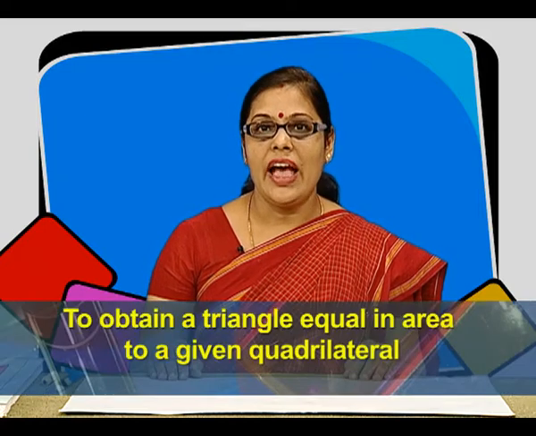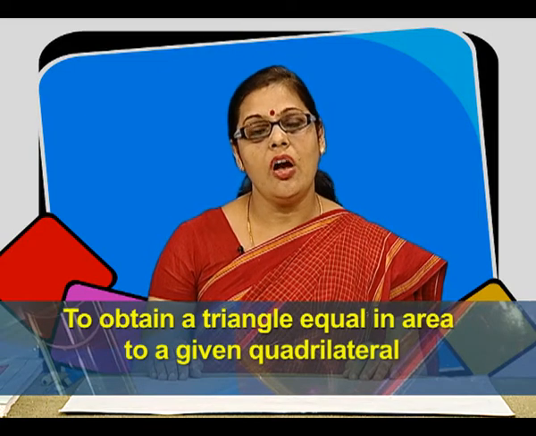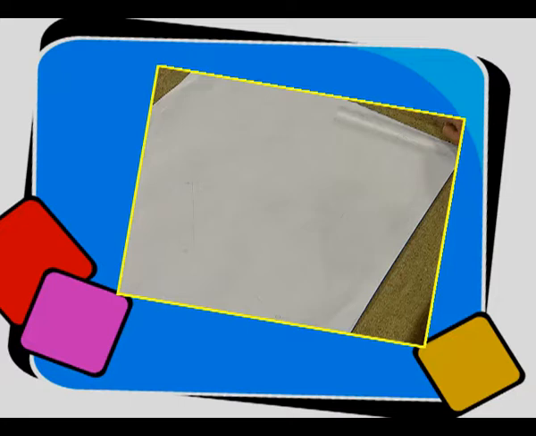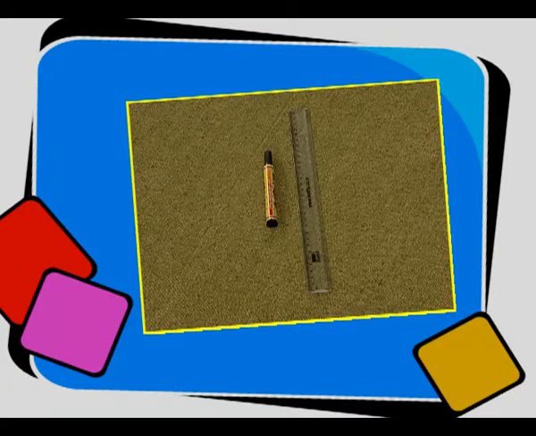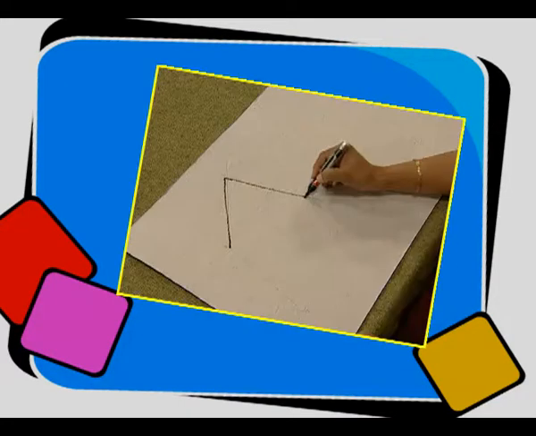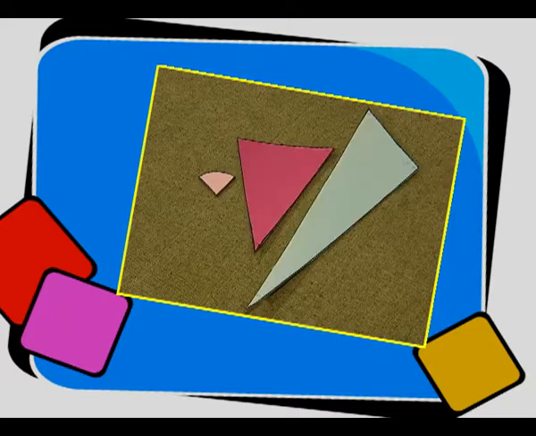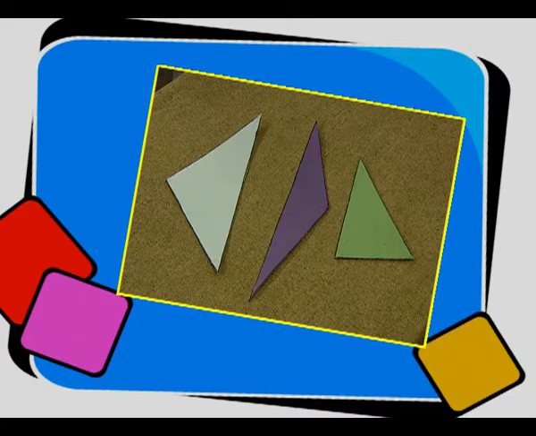Many daily life complex problems can be resolved through simple activities. Today, we will verify that the area of a triangle is equal to the area of a given quadrilateral. For this, we will be needing some material like a sheet of paper, scale, sketch pen, cardboard, and cut out of a few triangles. Now, let us start our activity.